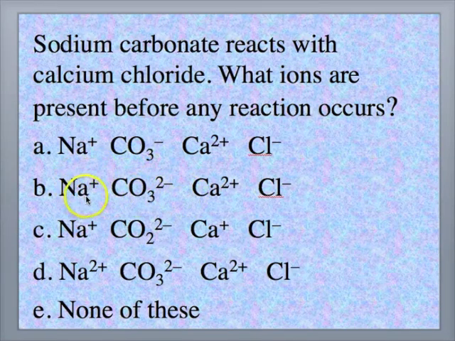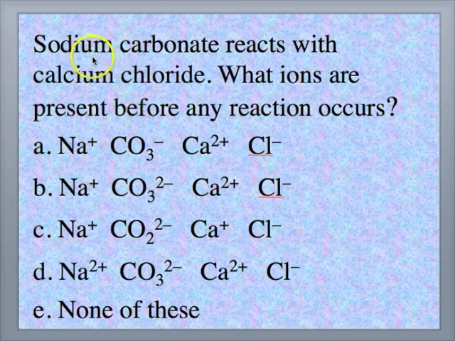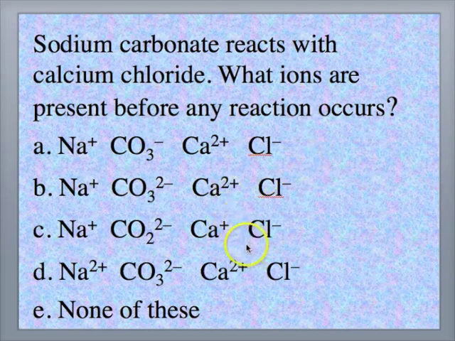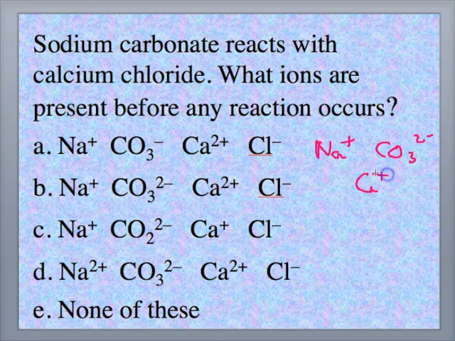The way I like to do these kinds of questions is to just cover up the answers so I don't get confused. And since I've learned what sodium is, what carbonate is, and calcium, then I write down the ions. I know sodium is Na+. Let me write this. Na+. And I know carbonate is CO3 2-. And of course, calcium I know is Ca2+. And chloride is Cl-.